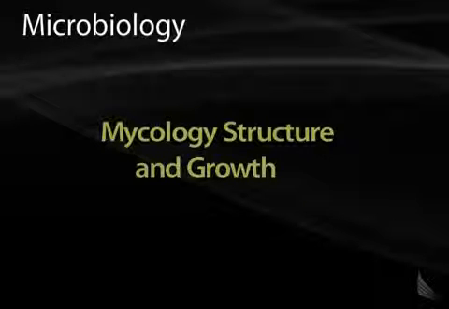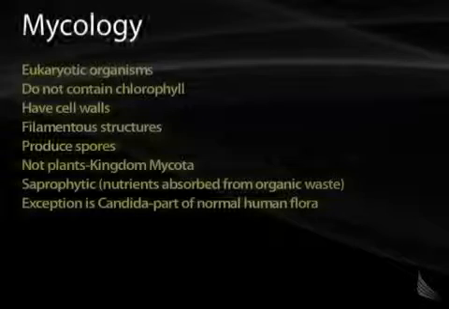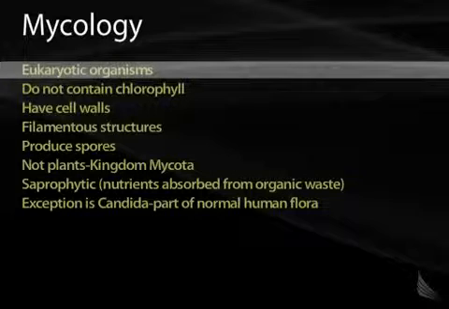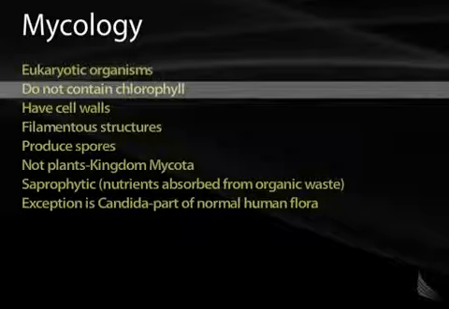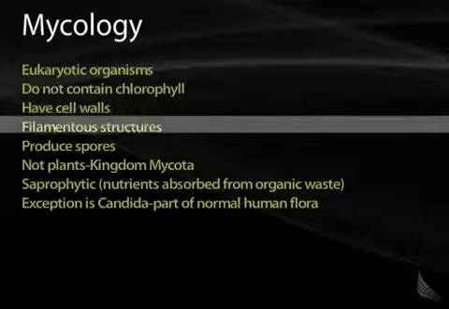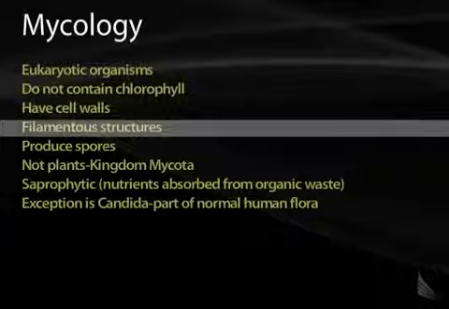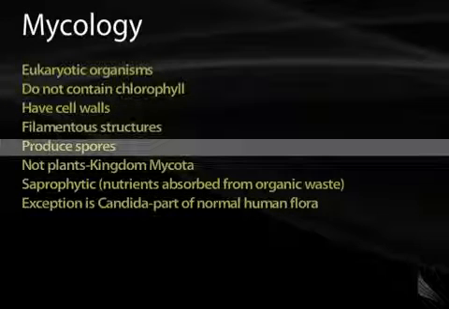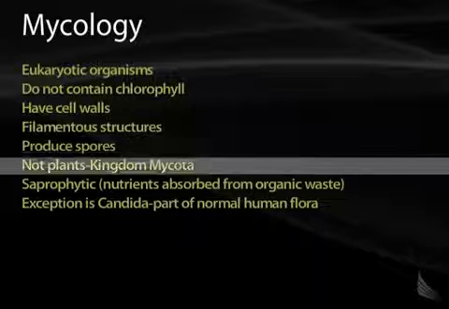This is Microbiology Module 38, Introduction to Mycology, Structure and Growth. Fungi are eukaryotic organisms. They do not contain chlorophyll, but they do have cell walls and form filamentous structures. Fungi are known for their ability to produce spores. They're not plants. They have their own kingdom, Mycota.